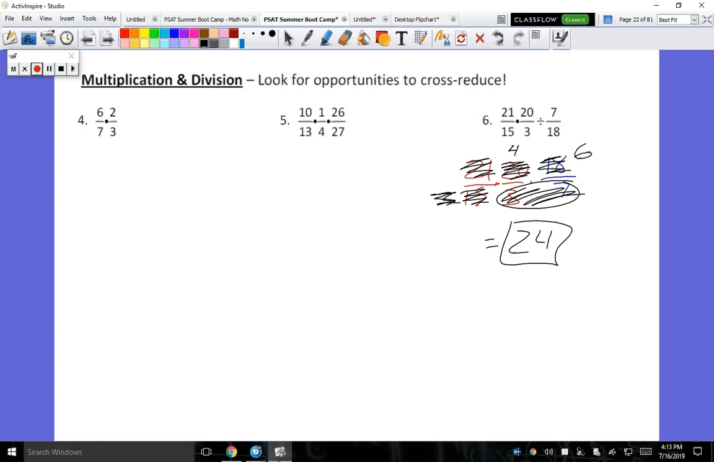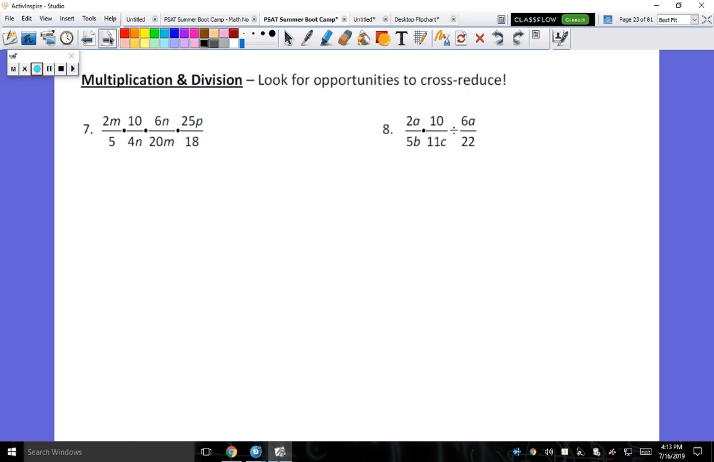Questions? Please, if you have questions, please don't be shy. Ask them so that you don't make that mistake on the test. Good? Alright. Alright, let's go to number 7. Look for opportunities to cross-reduce still, even with variables. Okay? Tell me what to reduce, guys. Forms of 1.